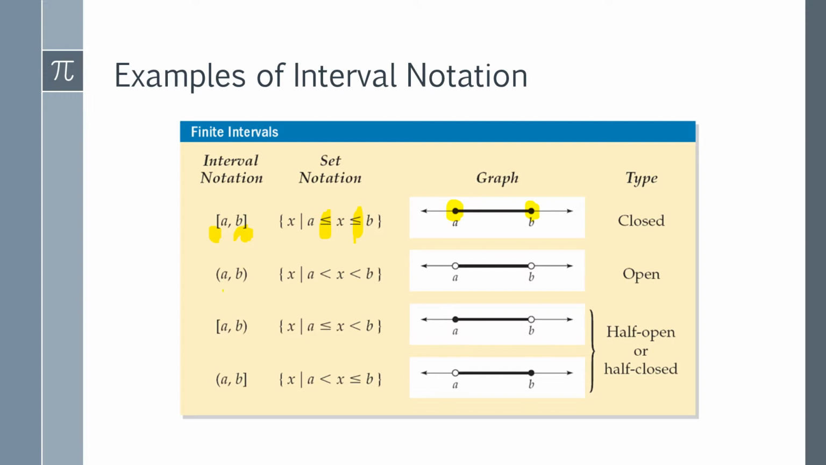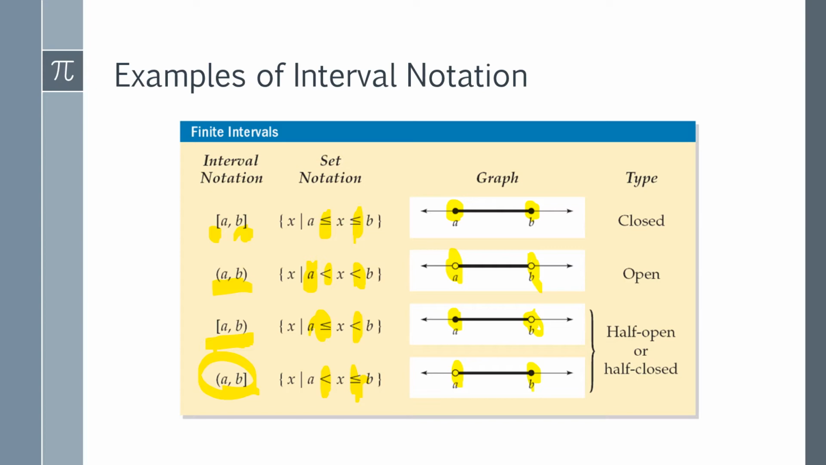Our second example, notice we have parentheses. And neither A nor B are included because we simply use less than, and we don't use less than or equal to. Notice on your number line, you have two open circles. Now, you could have one closed and one open. Notice how we notate that. Or you could have the A open and the B closed. Okay?